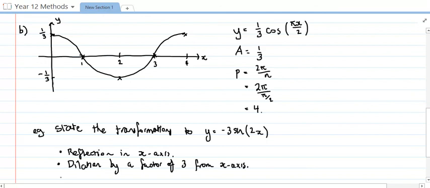Okay, and the third one, which is perhaps a little bit tricky, is also a dilation, so that's the 2 there in front of the x, so that's a dilation by a factor of half. Remember when you're doing dilations from the y-axis, it's always 1 over that number. So from the y-axis. And that's all I need to say there.